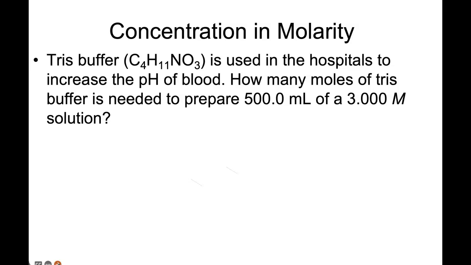So this is a solution. It's called Tris Buffer. It's used in a lot of hospitals to adjust the pH of people's blood. So how many moles of Tris Buffer would we need to make 500 milliliters of solution? And it's got to be a 3 molar solution. So again, let's take a look at the problem. All right, so once again, I'm looking for my number of moles. I see that I have my volume, but it's in milliliters. And I see I have my concentration in molarity.